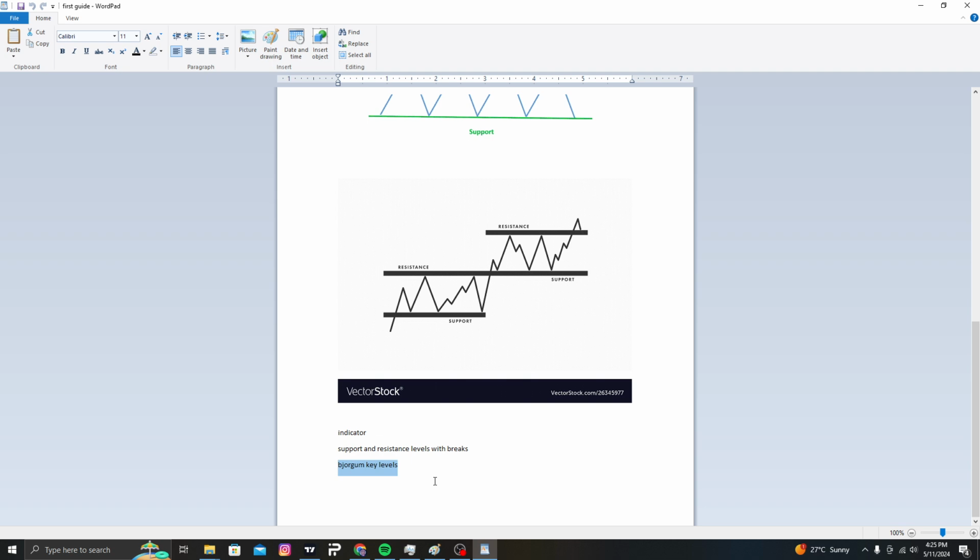Let me do this. You see, Jogam key level. The first one is support and resistance levels with breaks. Jogam key level. Whatever they call it. You want a screenshot? Oh, bro. Yeah, screenshot that thing.